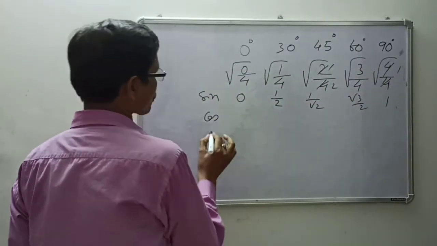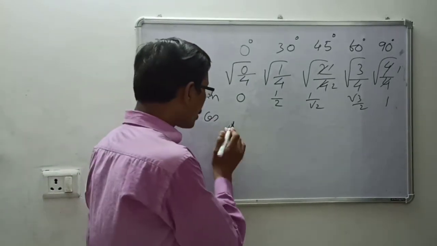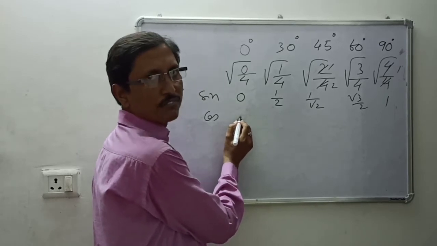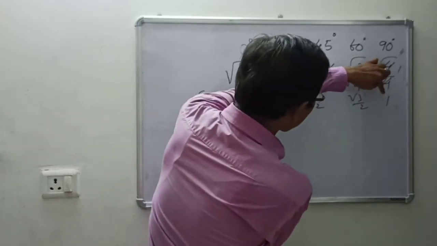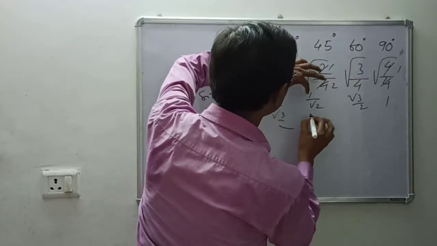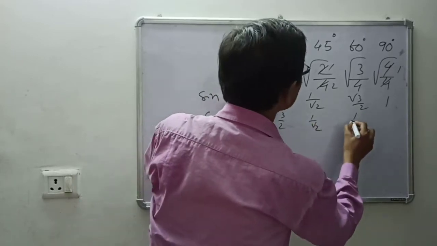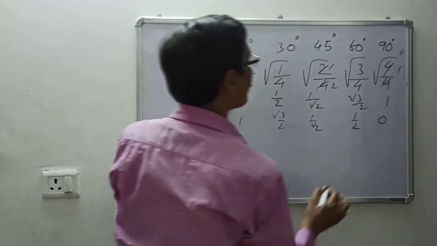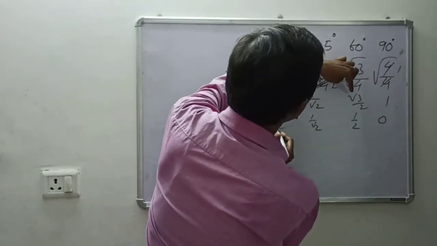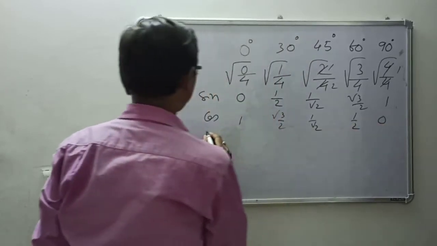Now you are having cos. Cos you will write, just pay attention here. You will start writing cos from here, but you will take the values from the back. That means the first value will be 1, coming from the back. Next value root 3 by 2. Next it will be 1 by root 2. Next 1 by 2, next 0. Is it okay? First 1, root 3 by 2, 1 by root 2, 1 by 2, 0.